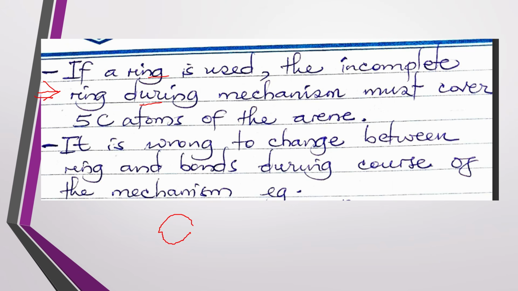Now, if at all you're dealing with mechanisms, it's very wrong to change from the other structure having pi bonds inside it again to rings over the different steps. So I say that it's wrong to change between a ring and bonds when you're dealing with the structure of benzene during the course of the mechanism. For mechanism, you deal with one structure, but for synthesis, it's very okay to change between bonds and the ring. I hope that is clear. For mechanism, you must use one structure because they all represent different pathways when you're handling mechanisms.